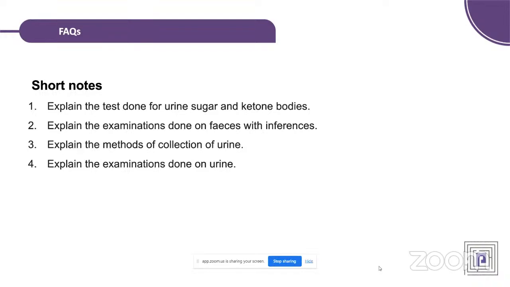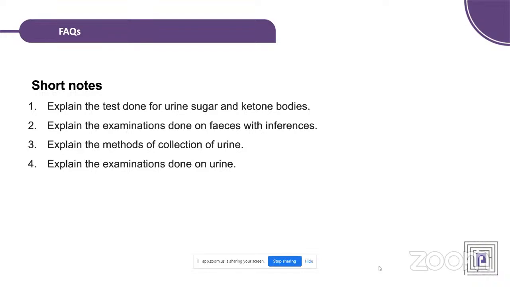Okay, and explain the methods of collection of the urine. Collection of the urine includes, first, the random examination, like any random sample. When you go randomly to the hospital, you can't give your first morning sample, so it is a random sample. That is a random specimen. The next one is the first morning sample. Some tests need specifically the first morning sample. And next is the midstream clean catch specimen. Next is the timed collection, like a 24-hour urine sample.